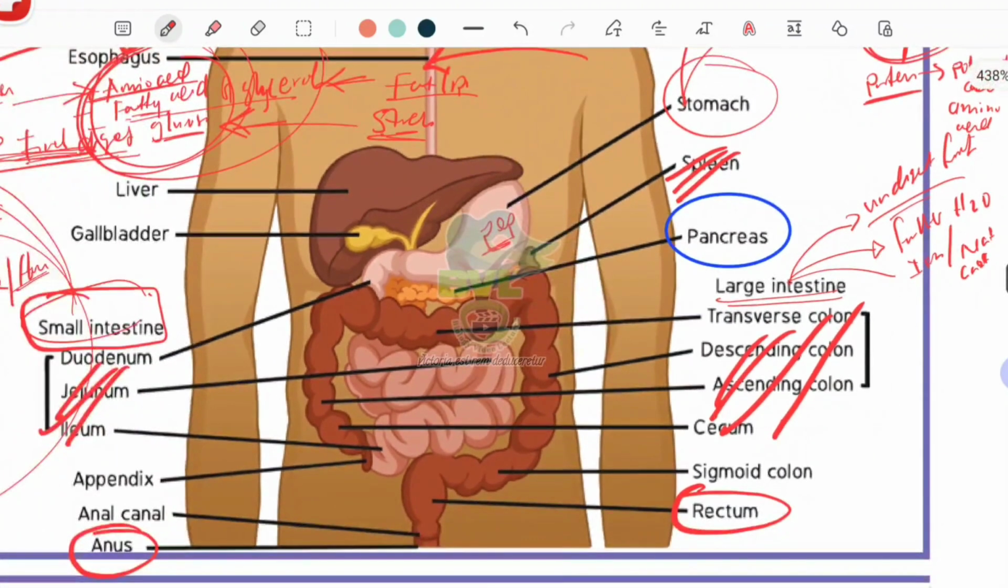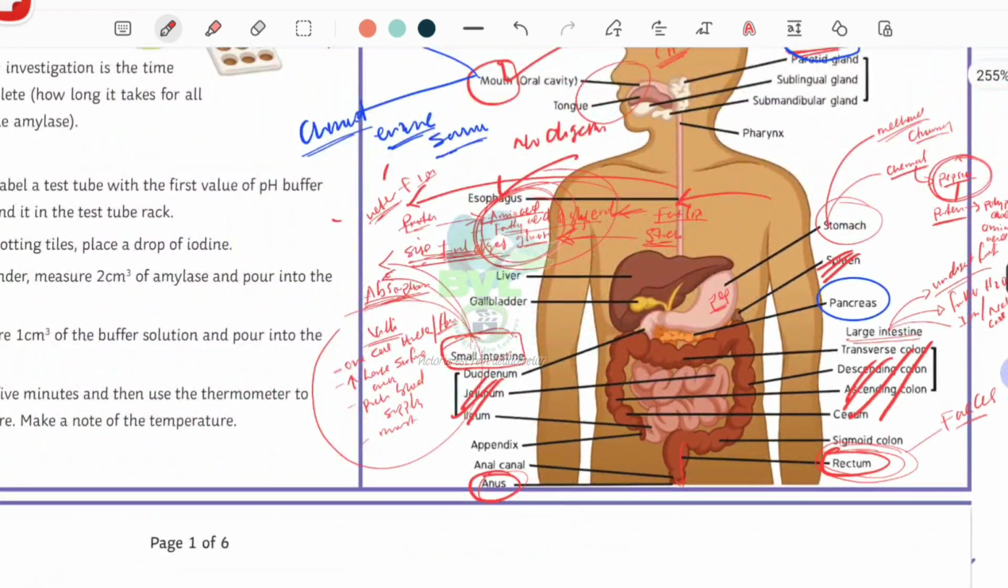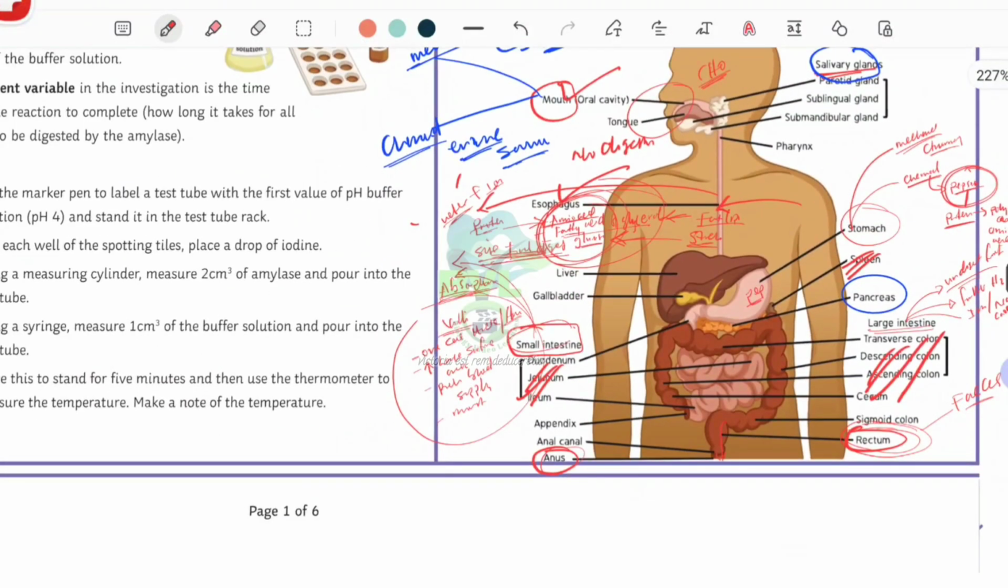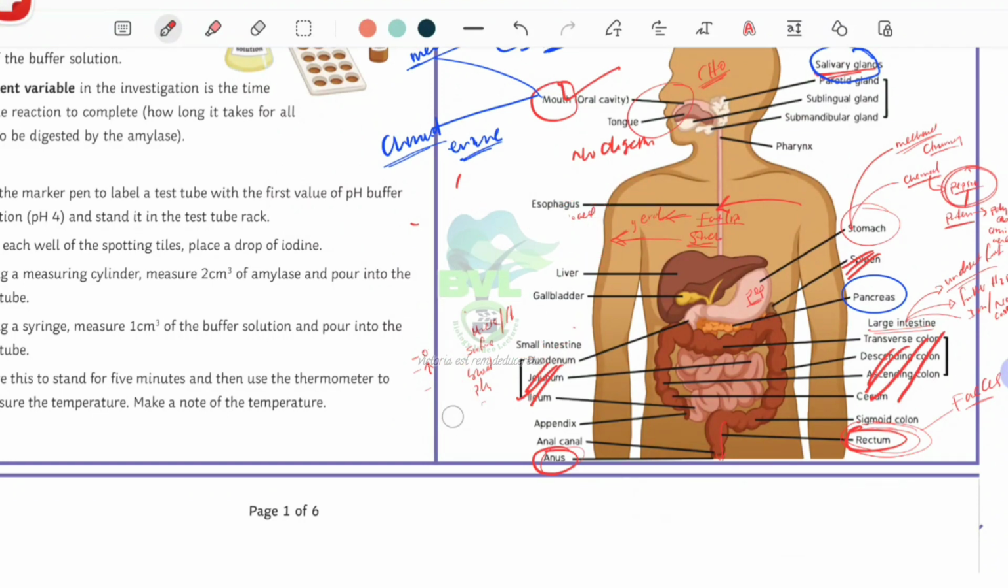Then of course, the rectum and anus. The specification doesn't ask questions on these two really, but just for you to know, the rectum is where your feces is stored before you expel it through the anus. That's very important. Now, that is what you need for your exam as far as the alimentary canal is concerned.